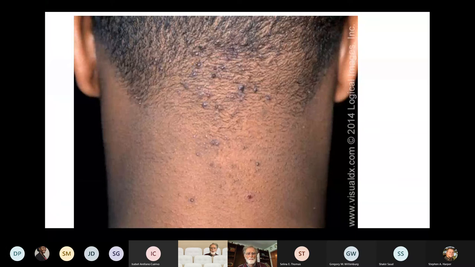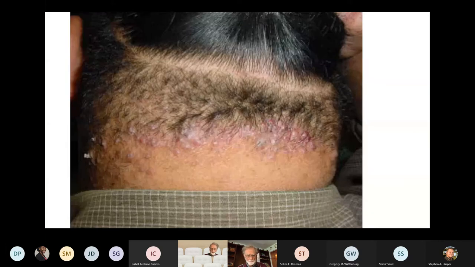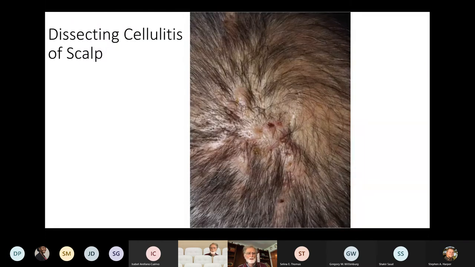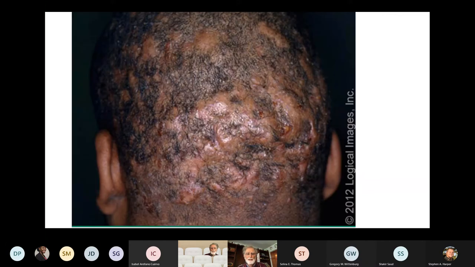Also, a plague for men of color is acne keloidalis nuchae, which we treat just the way we would treat acne on the face. Unfortunately, it can become quite severe and lead to keloids, thus the name. There's also in men of color dissecting cellulitis of the scalp, which has to be controlled with antibiotics and can be quite debilitating, cosmetically at least.